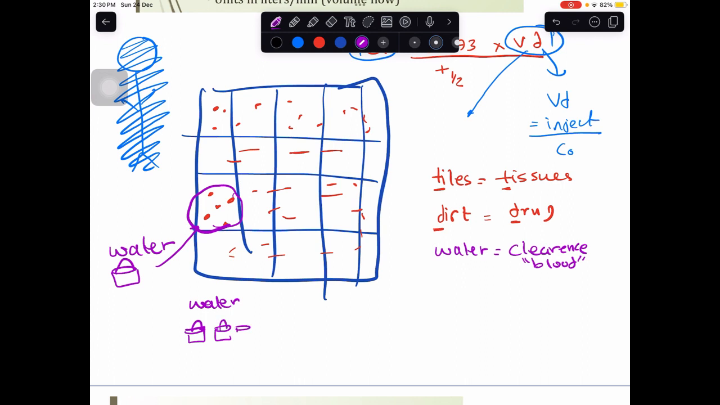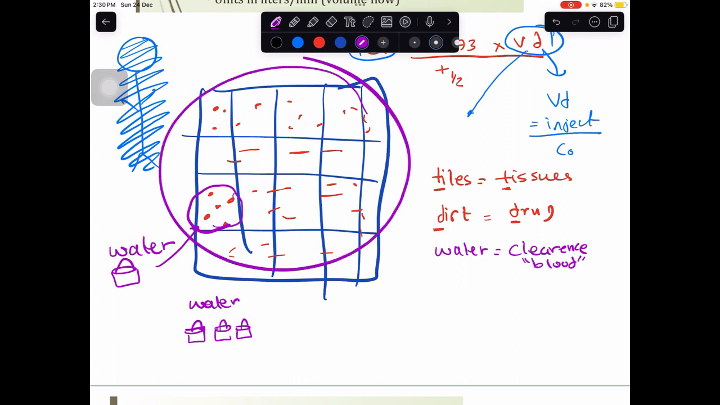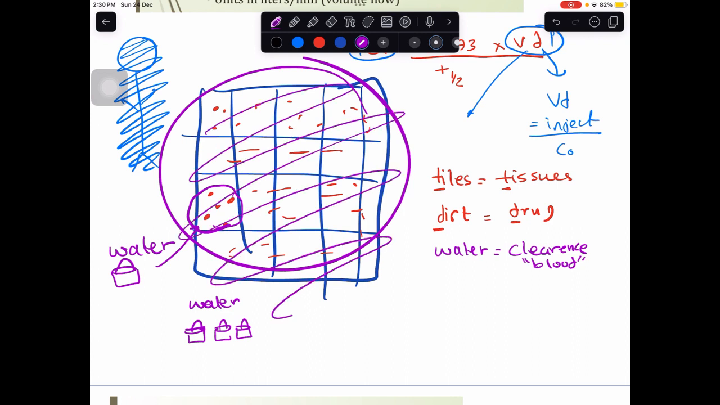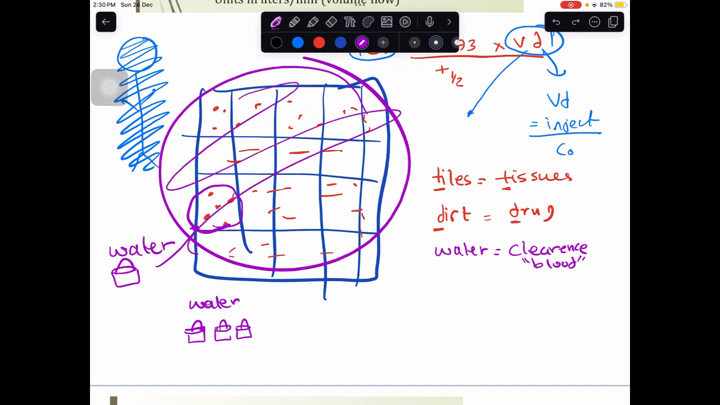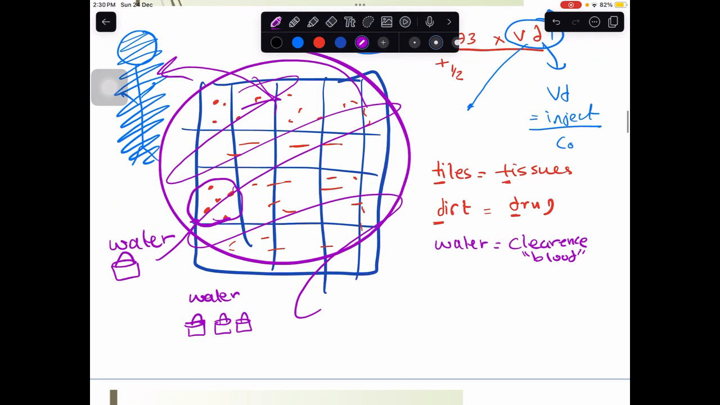Okay, just imagine this is a bucket. More water is needed to clean this dirt, because this dirt is now everywhere. Can you see the correlation now? Okay, now let's decode this. So this means that more water is required to clean or clear the dirt away.